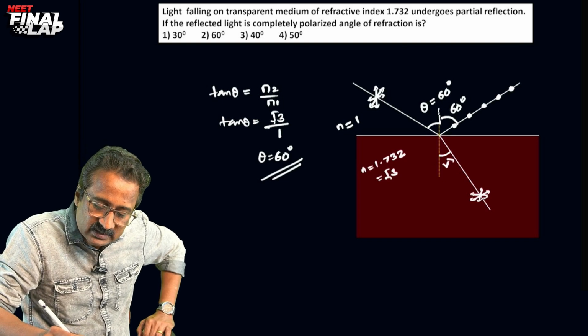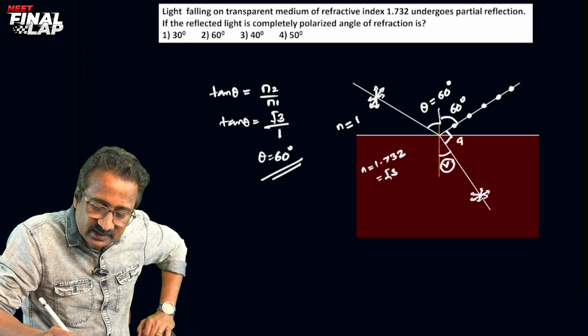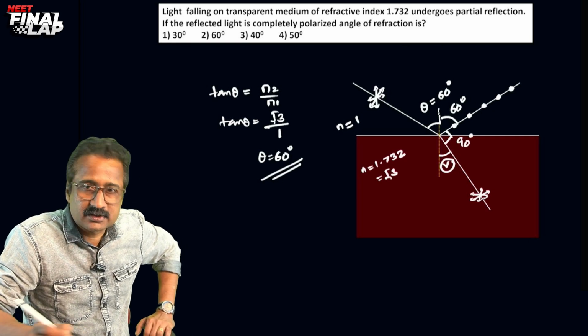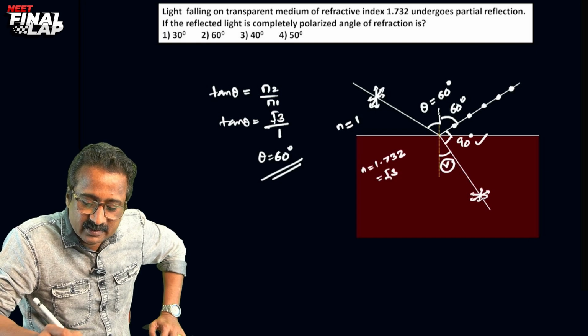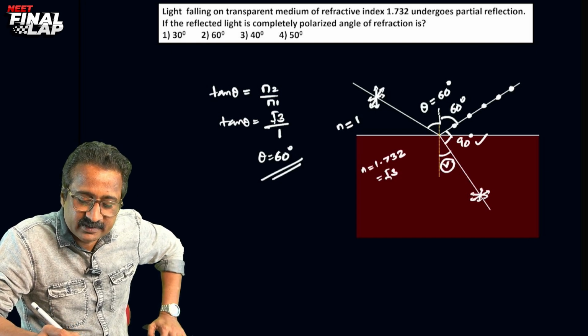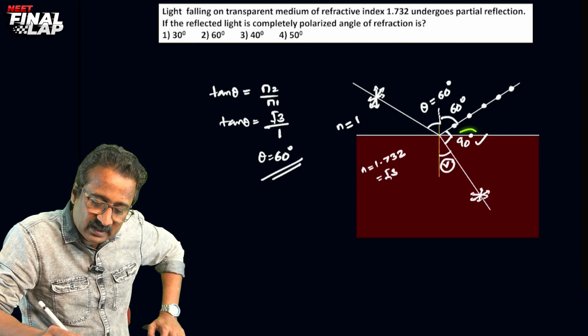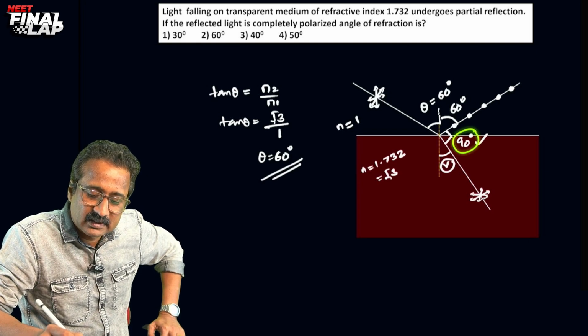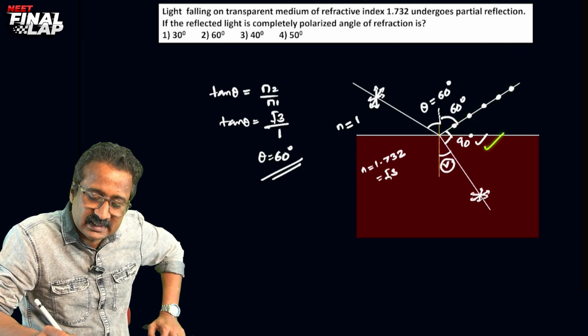They ask us the value of r. Whenever the angle between the reflected and refracted rays is 90 degrees, that is sure, because this happens only when the angle between reflected and refracted light is 90 degrees. So there is no doubt about this being 90. This is always 90 degrees. Whenever the phenomenon is polarization by reflection like this, certainly this angle is 90 degrees.